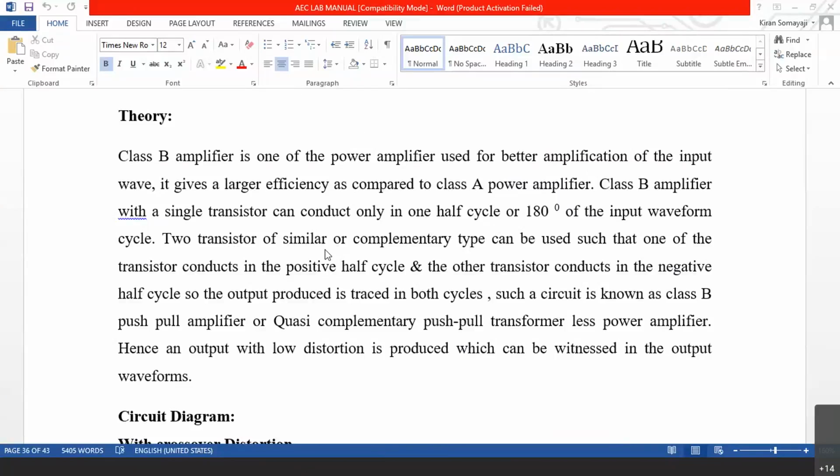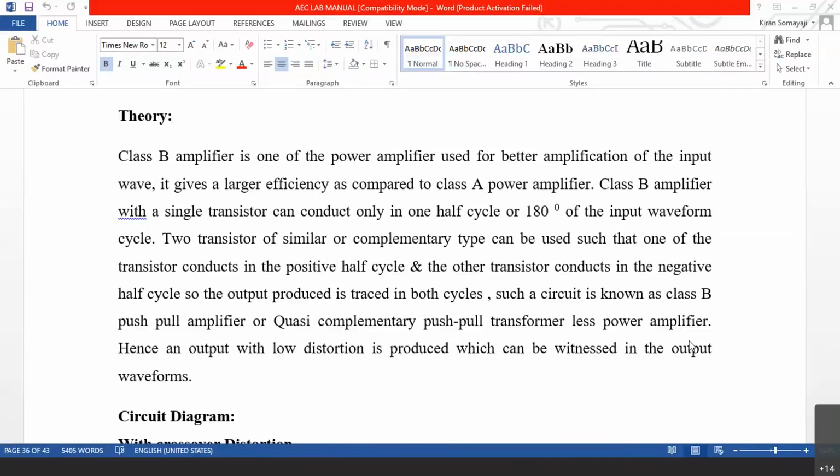Two transistors of similar or complementary type can be used such that one of the transistors conducts in the positive half cycle and the other transistor conducts in the negative half cycle. So the output produced is traced in both cycles. Such a circuit is known as Class B push-pull amplifier. Or if it is biased, then it is also called a quasi-complementary push-pull transformerless power amplifier.